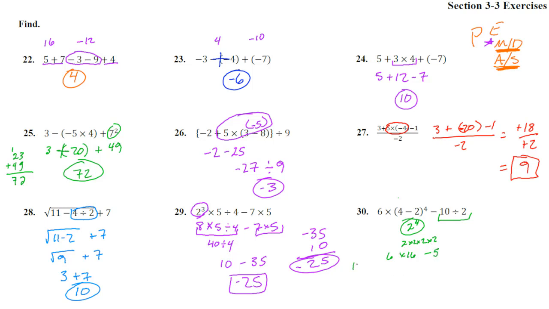Okay, what's 16 times 6? 6 times 6 is 36, carry the 3. 6 times 1 is 6, plus 3 is 9. 96 minus 5, that's 91. Excellent.